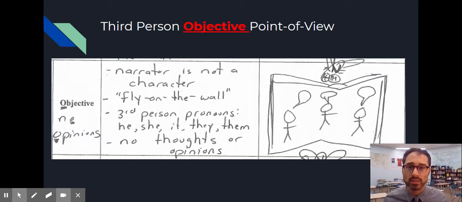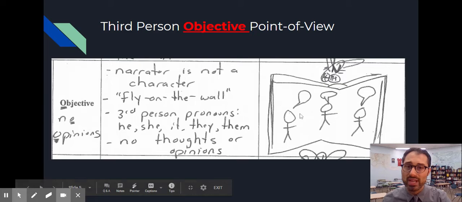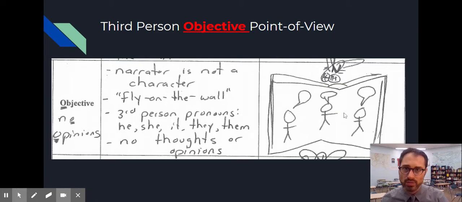The first is objective. Think of the O of objective to mean no opinions. We only know what characters say and what characters do. It's like a fly on the wall. Picture a fly just sitting there. The fly can see everybody, see what they're doing, see what they look like. Think back to our methods of characterization. They can hear what characters are saying, but they can't get into anyone's head.